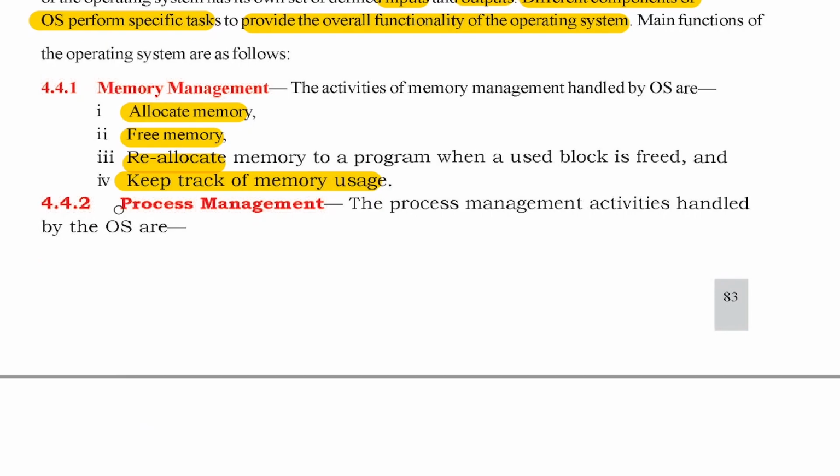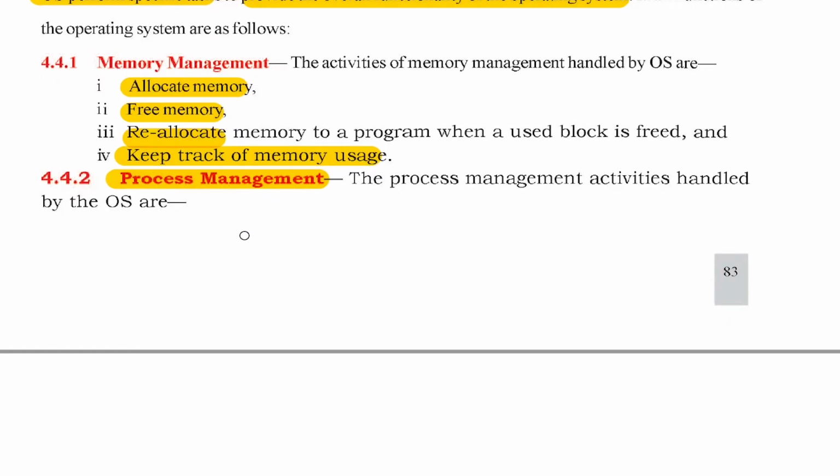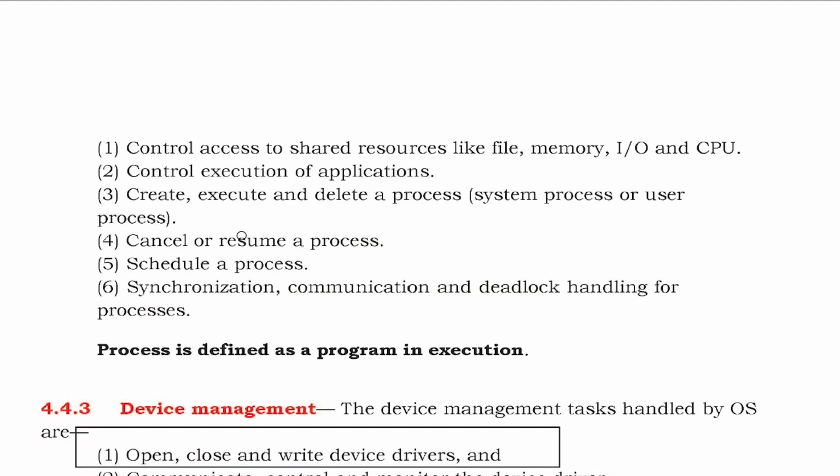Now let us learn another component, process management. The process management activities are handled by the operating system. Normally we have a processor that processes, and the operating system controls access to shared resources like files, memory, I/O devices and the CPU. So here what happens is controlled access to the shared resources.